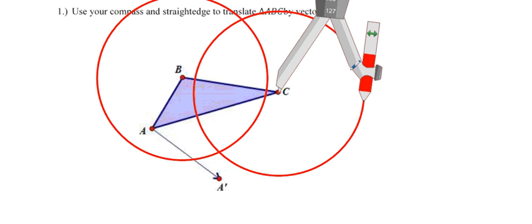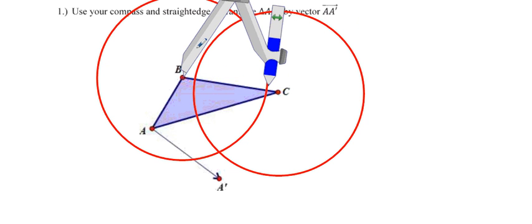Now, point A has already been translated for us. That's kind of nice because it's one less point that we'll have to translate. Point B is the next point that I'm going to translate. So I'm going to put the point of my compass on point B, and I'm going to measure the distance from point B to point A.